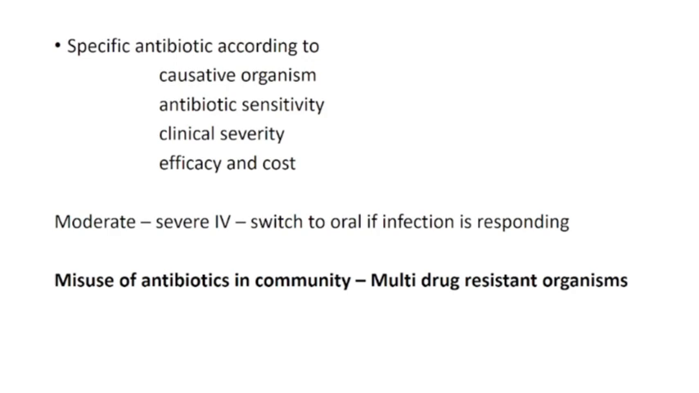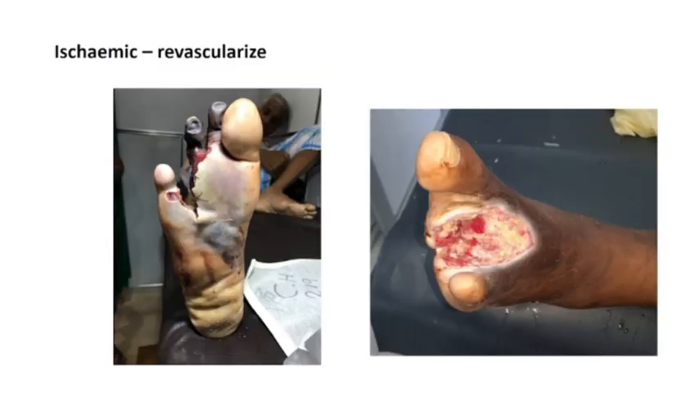So the other thing is, we should always treat with IV antibiotics in the initial severe phase, and then once it is settled, we have to change back to oral. Misuse of antibiotics can give rise to drug-resistant organisms. Right, so that is about the initial management.